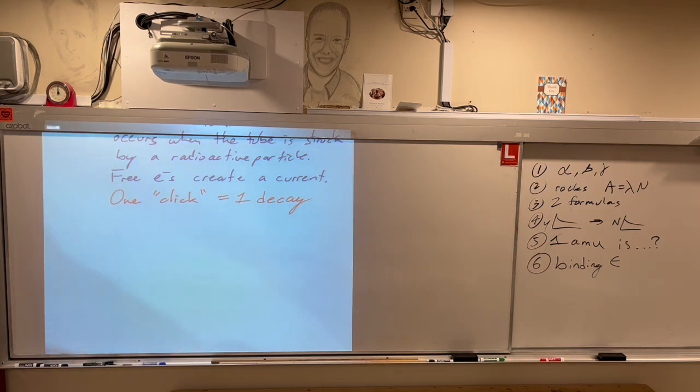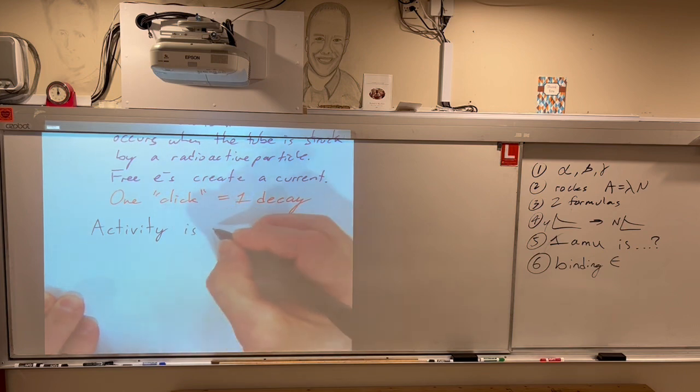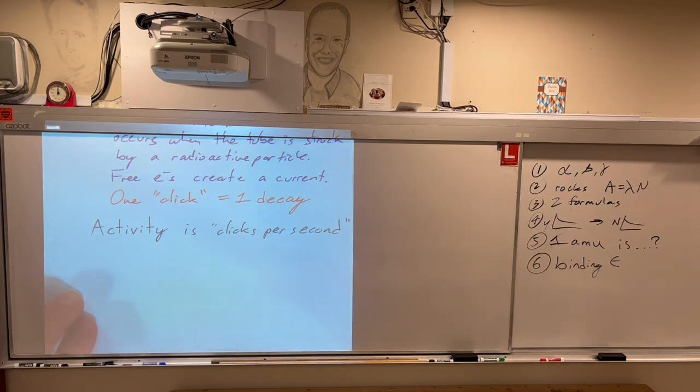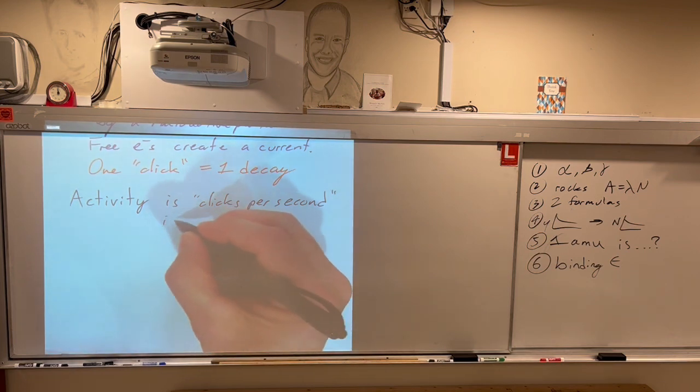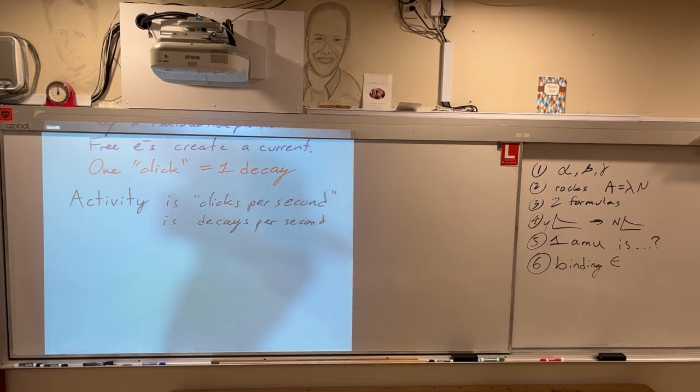Okay, so let's talk about activity. If you have a Geiger counter, your activity is your clicks per second, and it's also decays per second. Now, it doesn't have to be seconds. It could be days or weeks or months or years. But it's the decays per some time period, or other unit of time.